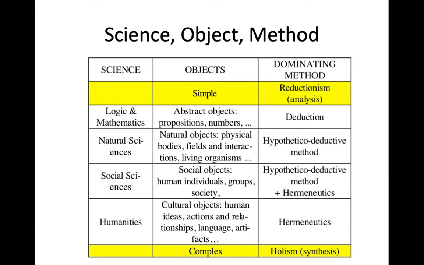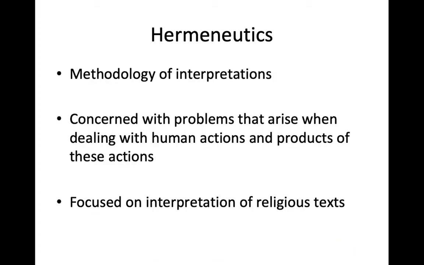With the natural sciences and social sciences, we can have the hypothetical deductive method. However, in social sciences, besides this one, we have something that's called hermeneutics. And I'll explain that in the next slide. Hermeneutics is also the principal method for the humanities, where objects of study are cultural objects like human ideas, human actions, relationships between humans, language, which is a human characteristic, and other artistic artifacts. Let's now see what hermeneutics is. It's a methodology of interpretation. It is usually concerned with problems that arise when dealing with human actions and products of these actions, and often hermeneutics is focused on interpretation of religious text.